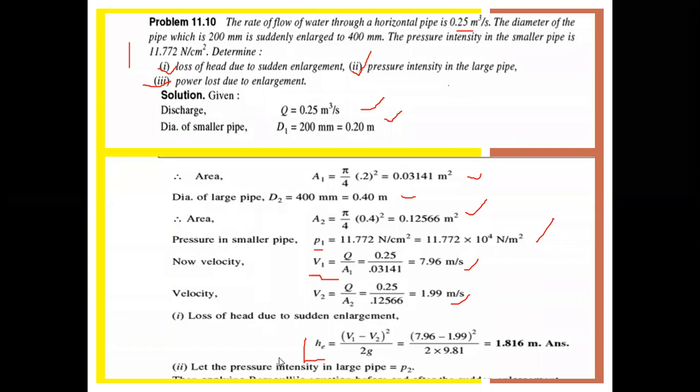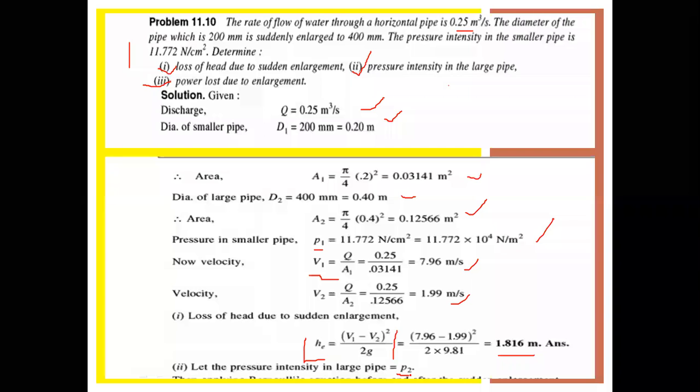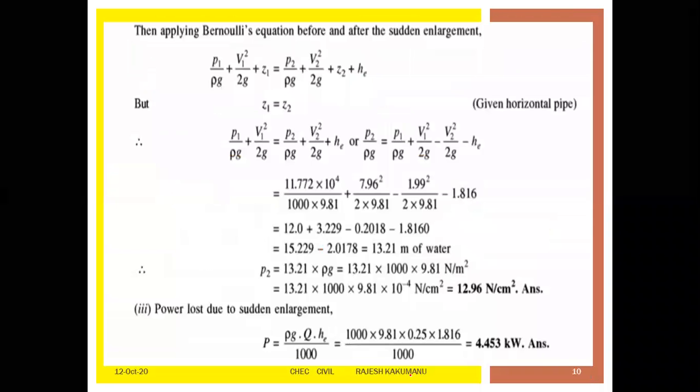So if you see the sudden enlargement He formula, take this formula. Now you are getting the head loss formula. Now the second one: let the pressure intensity of the pipe be P2. So for P2, apply the Bernoulli's equation.